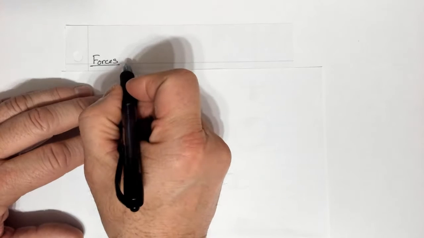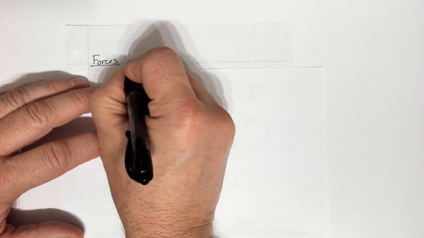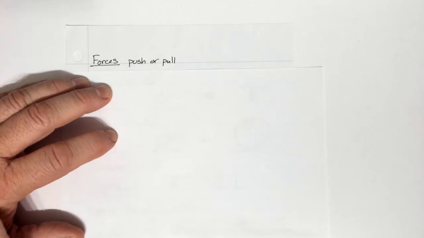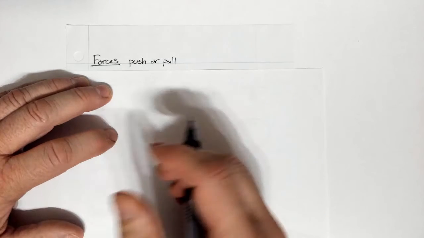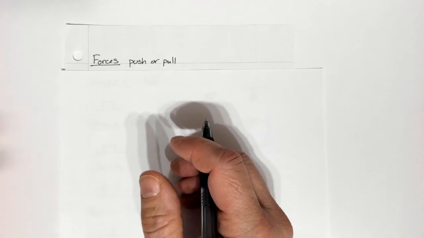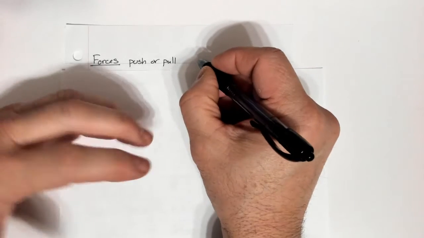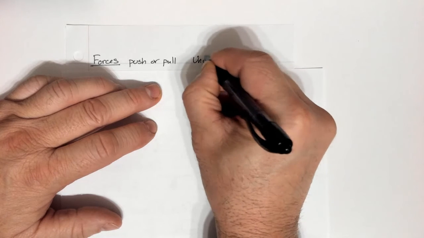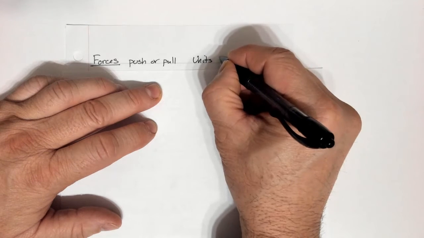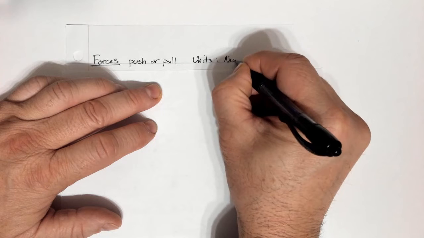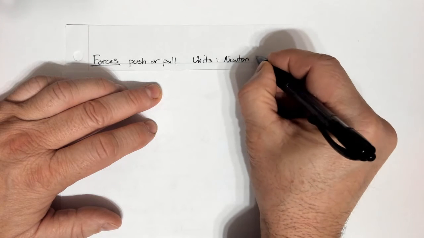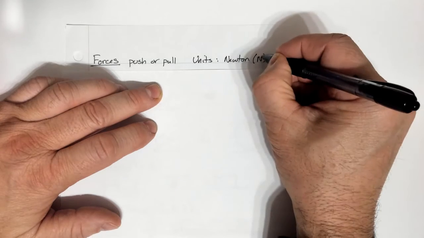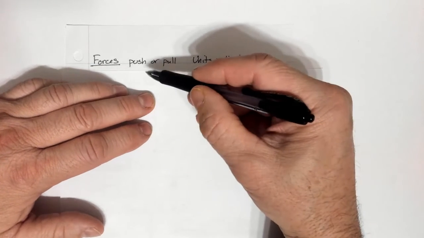A force is basically defined as a push or a pull on an object, okay? And when you push or pull on an object, you apply a force. A force can be defined as this, but it also has units. The unit for a force is called a Newton, and a Newton has the symbol N, which you would put after numbers. So 10N would be 10 newtons. It means it's a force that is acting on an object.